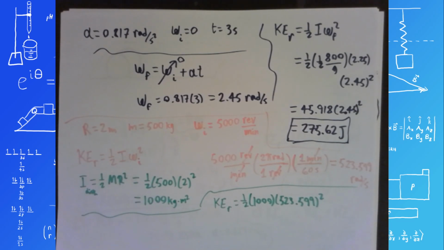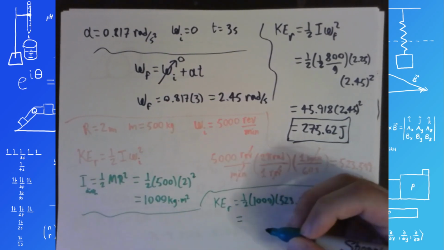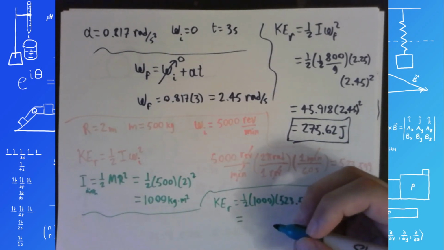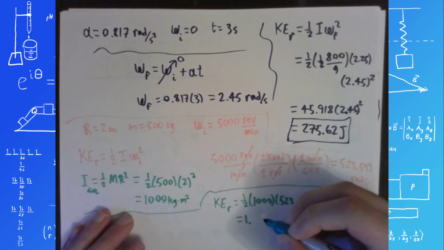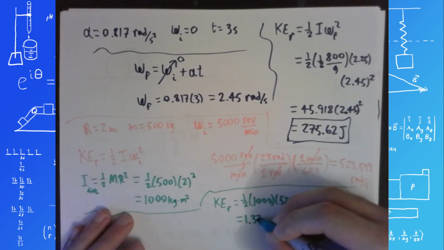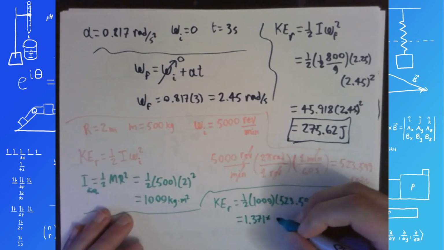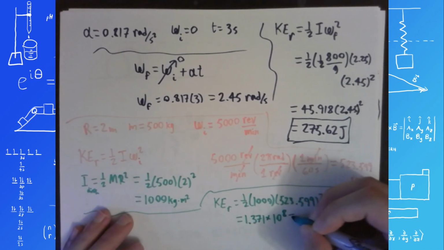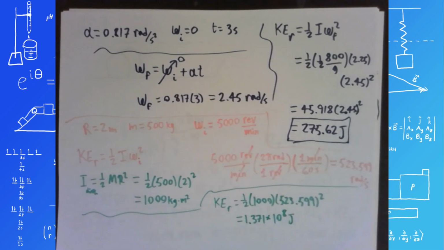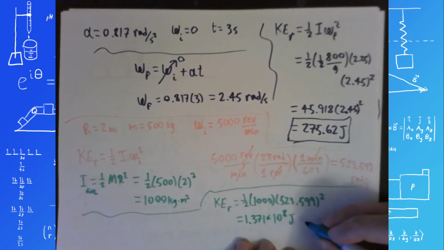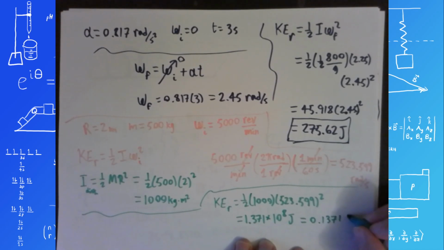Let me actually just write it in scientific notation. That would probably be for the best. I'm just going to round it to 3 decimal places, I think is enough. It's 1.371 times 10 to the 8 joules, or 0.1371 gigajoules, if you will. 0.1371 gigajoules.